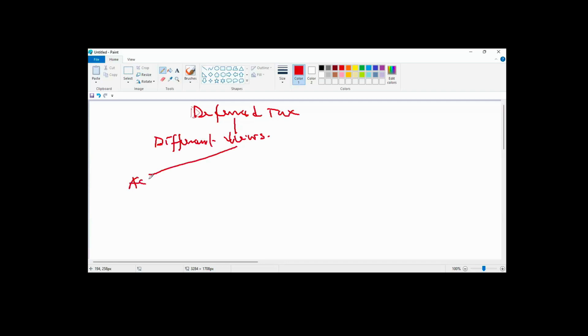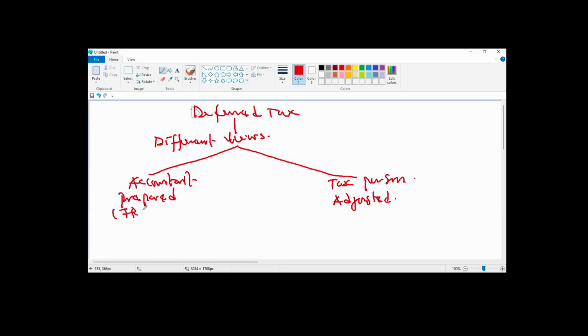This is an accountant. This is the tax person. The accountant will prepare the accounts. The tax person does not prepare accounts, they just compute using tax law. The accountant prepares the accounts using IFRS and IAS, while the tax person uses tax law. That is why tax law is superior.